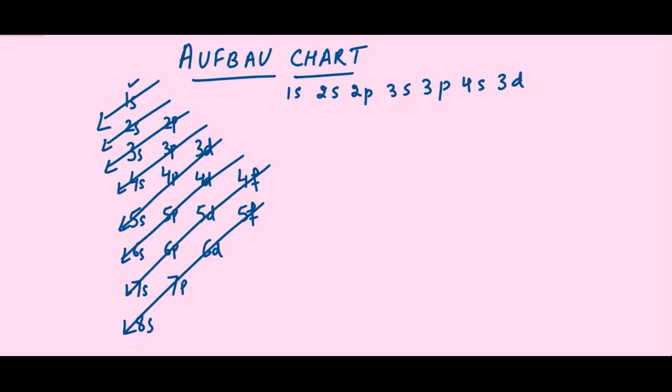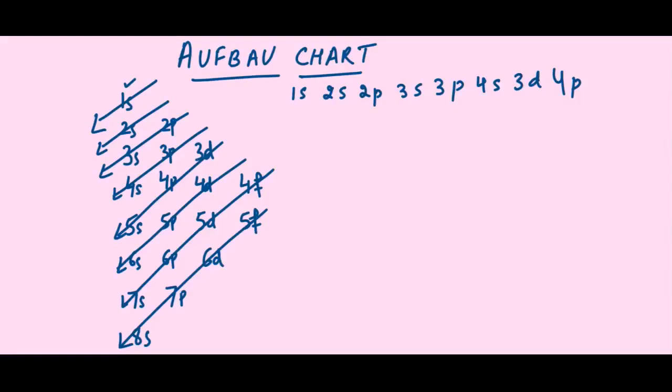After 3d, you will be filling 4p. After 4p, you will fill 5s. Then from 5s, you can see that you are going towards 4d. Then next is 4d. After 4d, you have 5p. So on. You can do the electronic configuration in this order of the orbitals. So always remember to stick to this Aufbau chart while you are filling the orbitals with the electrons.